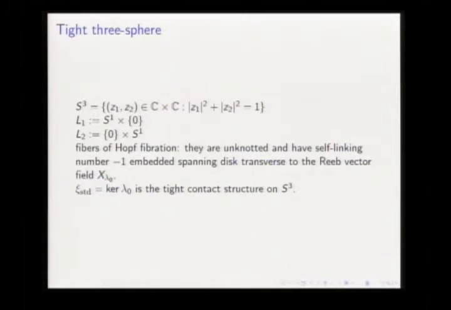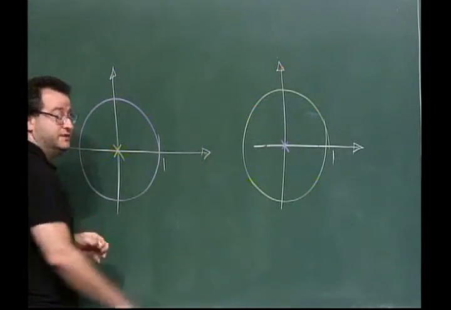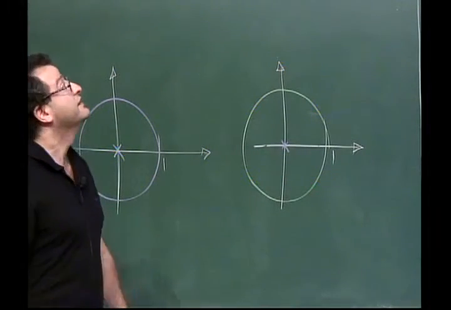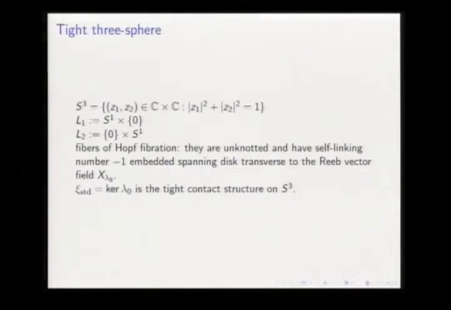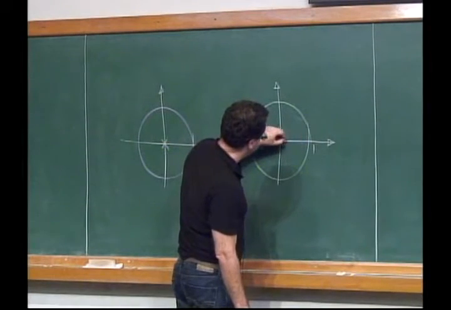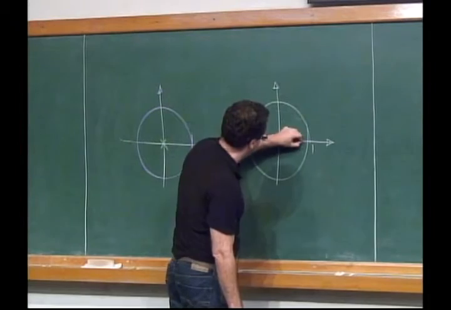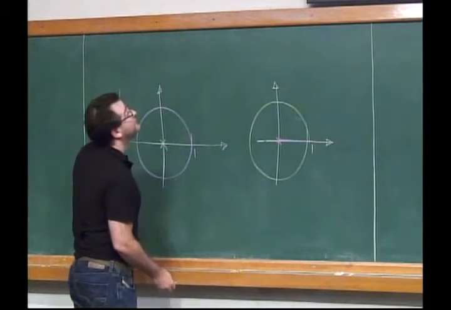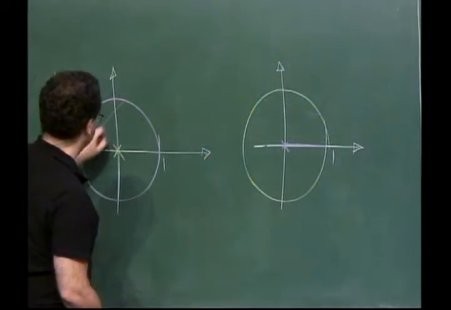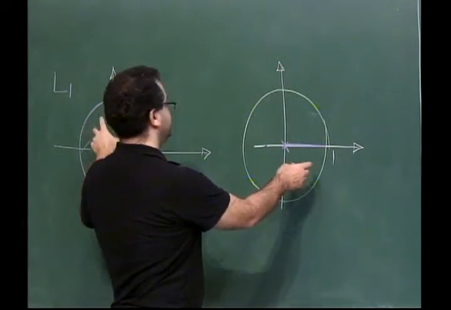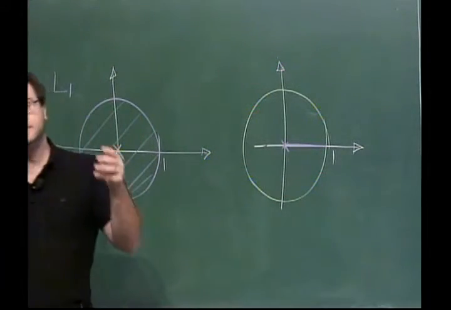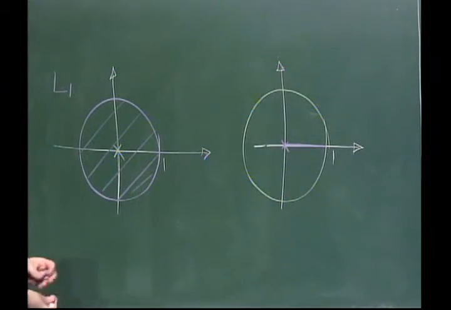And these two Hopf fibers that I just mentioned, they have nice topological properties. They are embedded. In fact, we can construct an embedded disk for each one of them. Let me just draw the disk for L1, which is just the product of this disk and this interval here inside S3, which is an embedded disk.